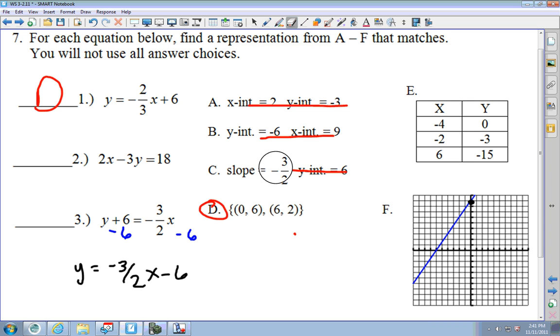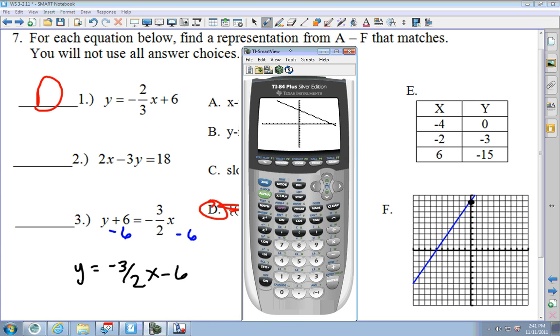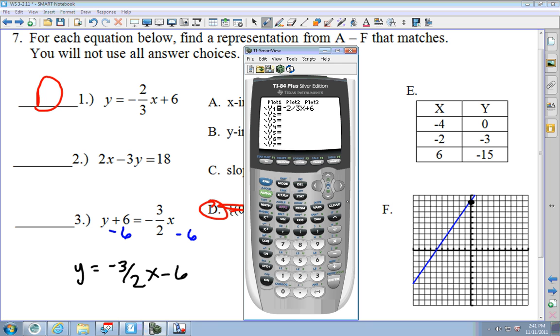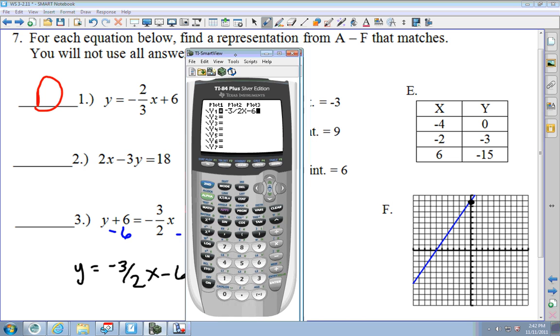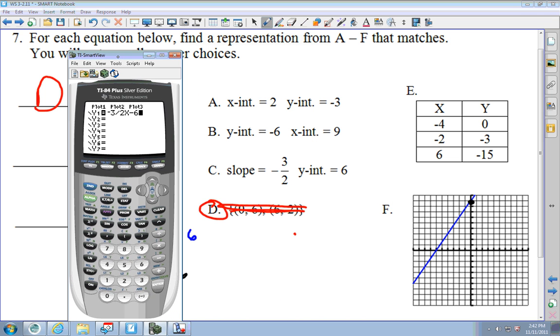So I'm going to erase these because now I'm going to have to go back through all these. So letter D has been used, so this is going to go away. Let's go down here because I already solved for y and got that one down here. So let's go up here and put in there negative 3/2 x minus 6. And so this is number 3 that I'm doing. Let's press graph. Well, it doesn't match F, so it can't be F.